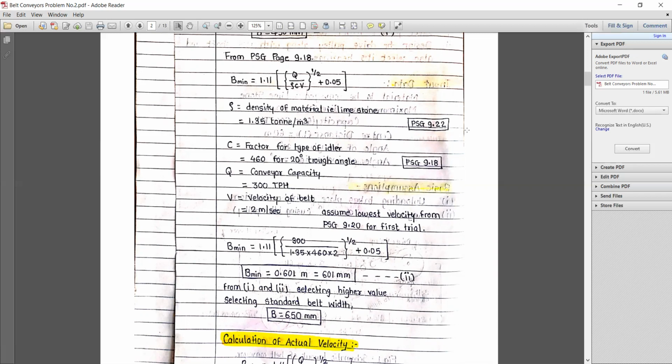Now when we compare the first and second, the first is an empirical relation and the second one is based on actual data. The second one gives a higher value of belt width and we are selecting that higher value. This is a standard, and selecting the standard belt width from the data book, B is equal to 650 mm.